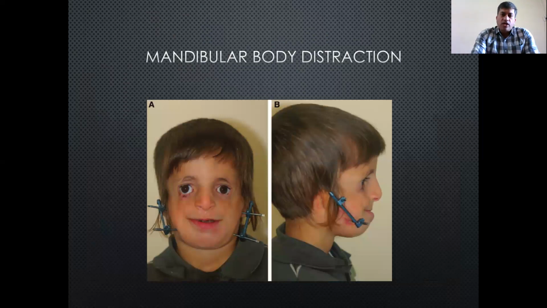Now, these patients also require mandibular body distraction, and this patient has undergone mandibular body distraction with the help of an external device. So the previous case we saw, with bilateral temporomandibular joint ankylosis, underwent distraction with an internal device, and this patient has undergone distraction with the use of an external device.